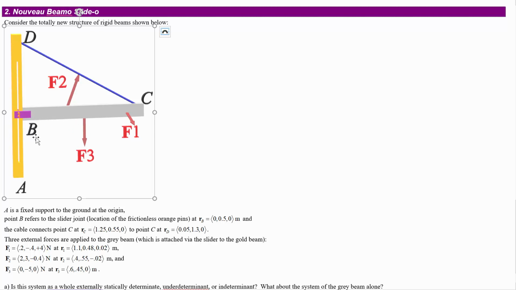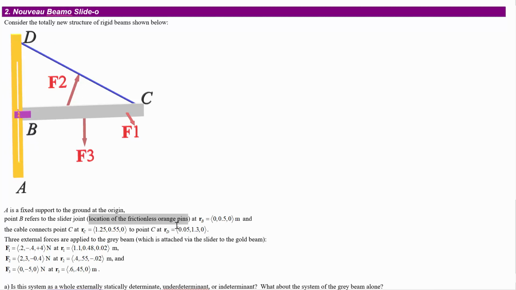They can't bend. There's no flexibility in them, no elasticity. Point A is a fixed support to the ground, and it's also the origin. Point B refers to the slider joint, which is the location of the frictionless orange pin. So this is a vertical slider that can go up and down. So it can't provide any force in the y direction. We'll see this is the y direction at 0, 0.5, and 0.